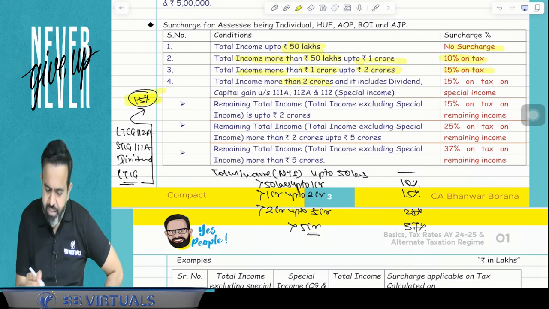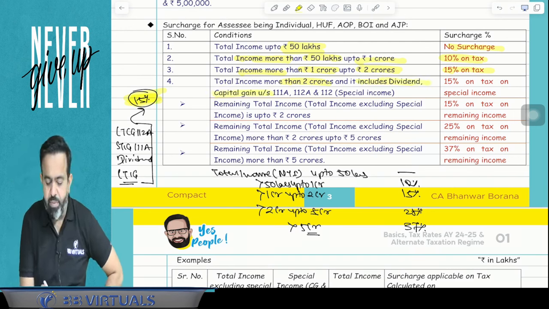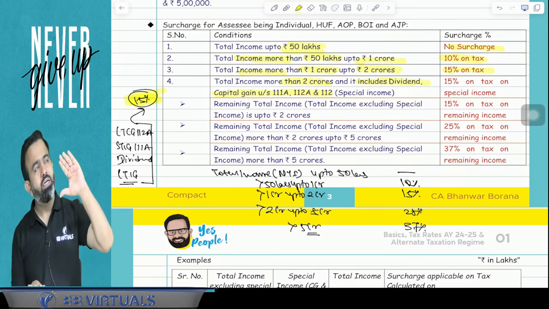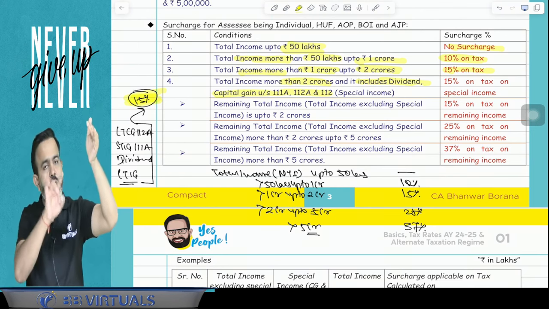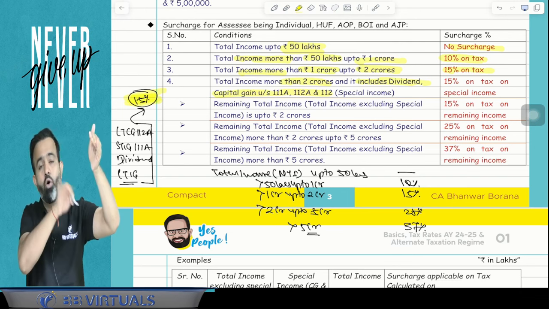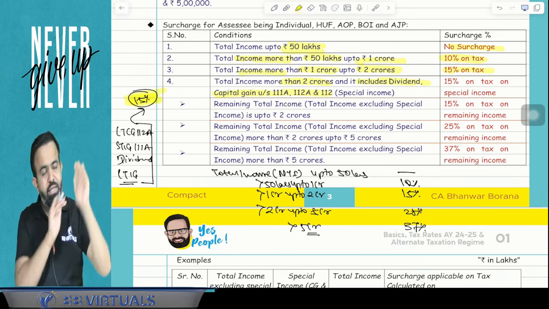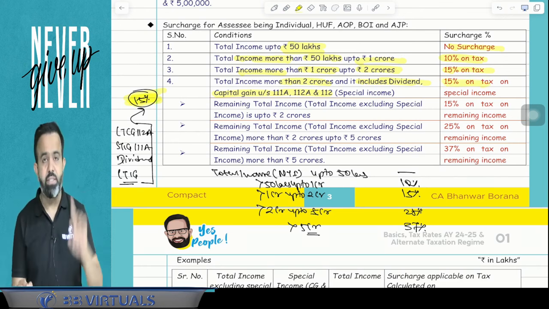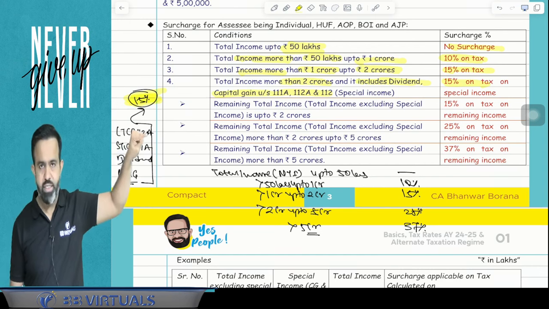and suppose it includes dividend or capital gain, it is called special income. So if your total income is more than 2 crore and it includes LTCG 112A, STCG 111A or dividend income, then what you have to do? Just take the 15% surcharge on tax on this special income.